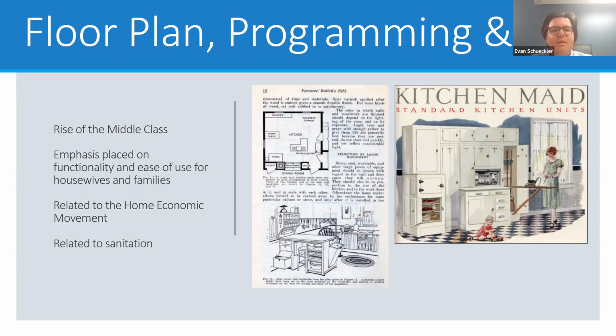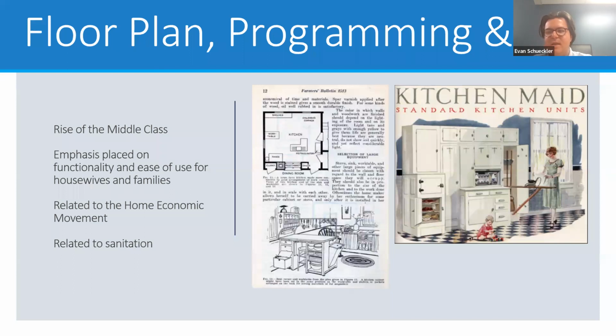In this era, with more of these eclectic and middle class houses, there's an emphasis placed on functionality and ease of use, because now the families that live in the houses are the ones running the households. So this is also related to the home economics movement. And so you see advertisements like these, where the left image is a guide to how you should lay out your kitchen so that you can work efficiently. And on the right is an advertisement saying buying this kitchen setup will improve your life by making things easier. So again, there's that emphasis on functionality and ease of use.